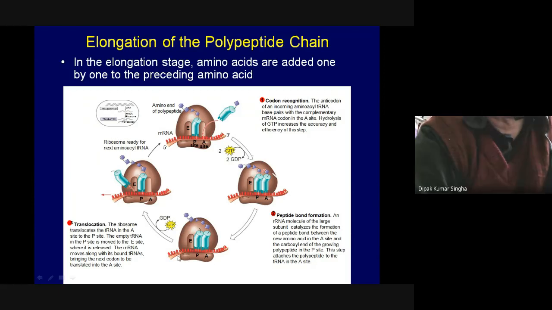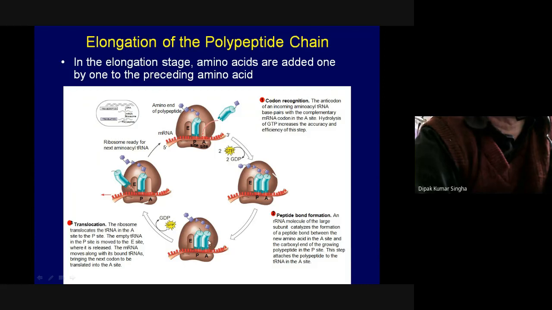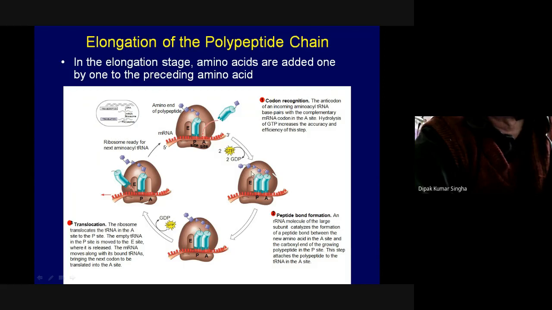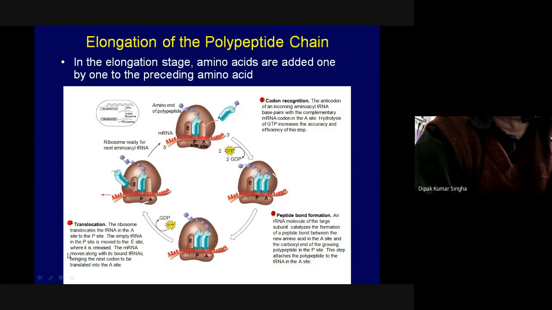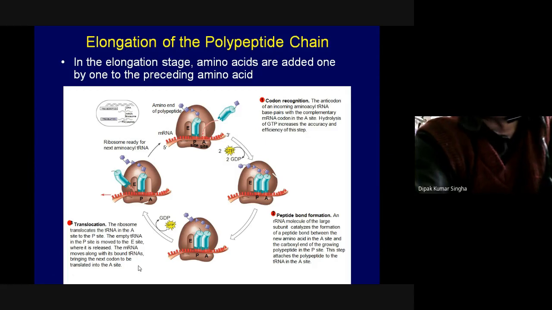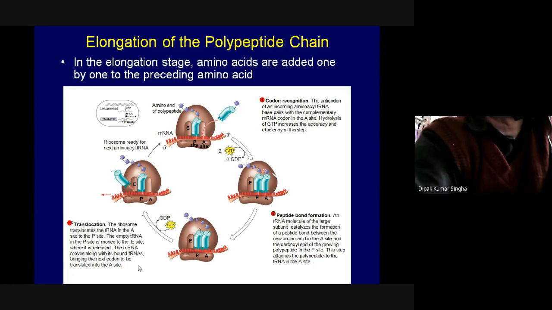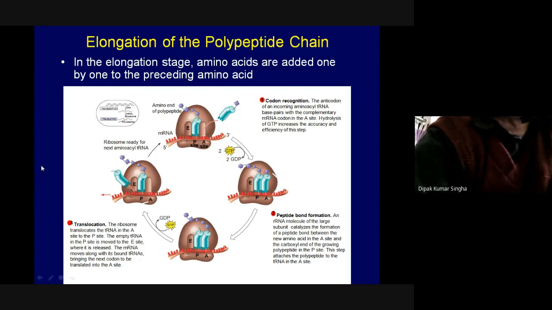Next is translocation, that means transfer, one tRNA and then another tRNA containing an amino acid. That way the peptide will ultimately be growing, and the length of the protein chain will increase. The empty tRNA of the P site will be removed and released at the exit site, and the mRNA moves along with the bound tRNA and brings the next codon to be translated into the A site. So finally the complete sequence of amino acids will be formed as per the mRNA.